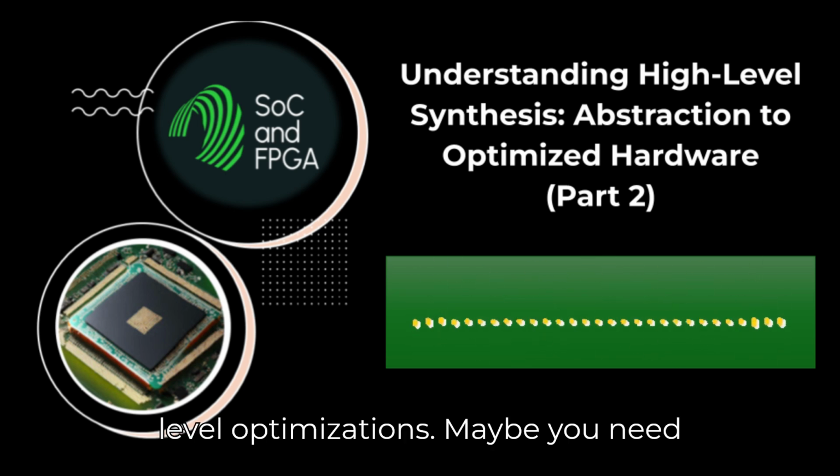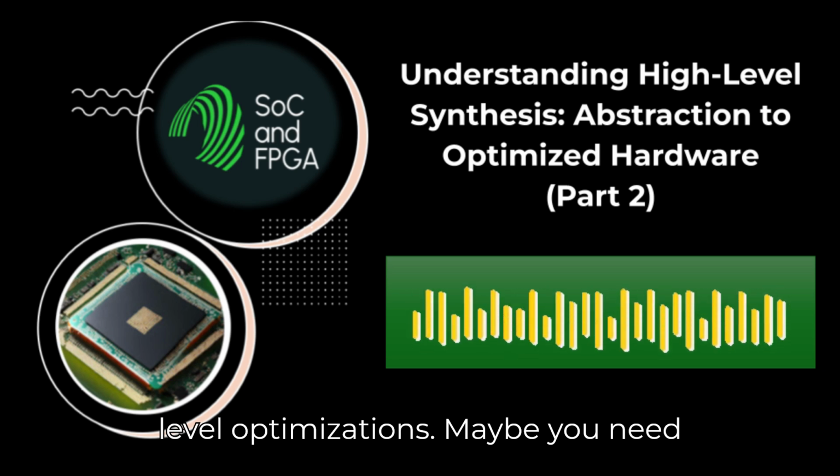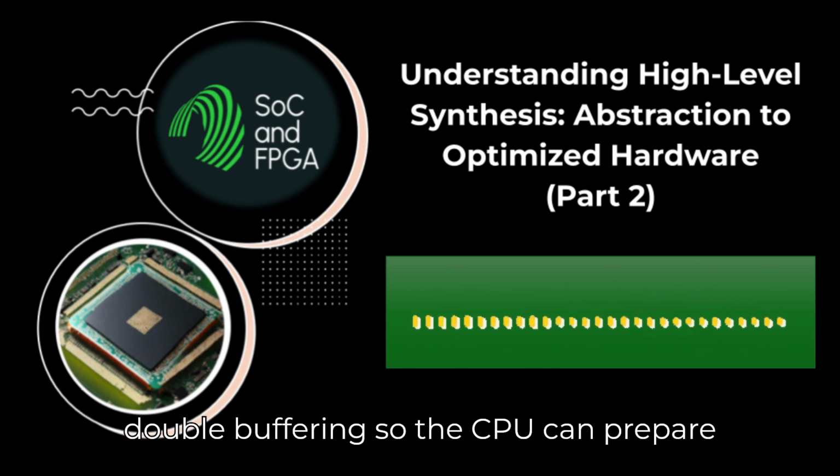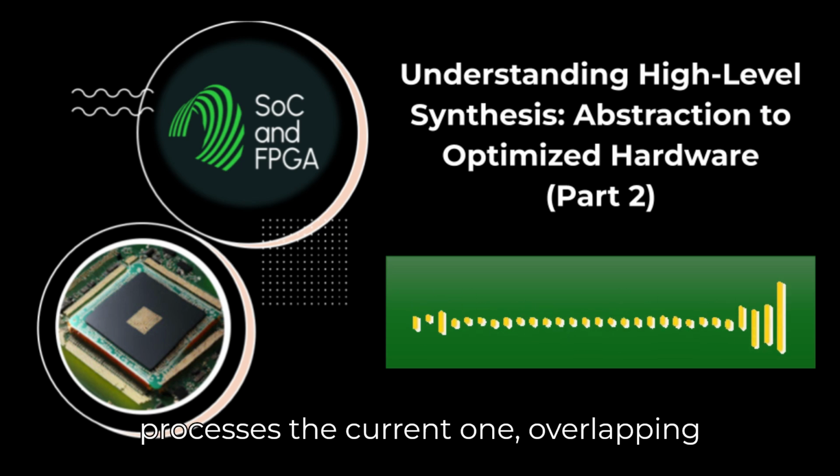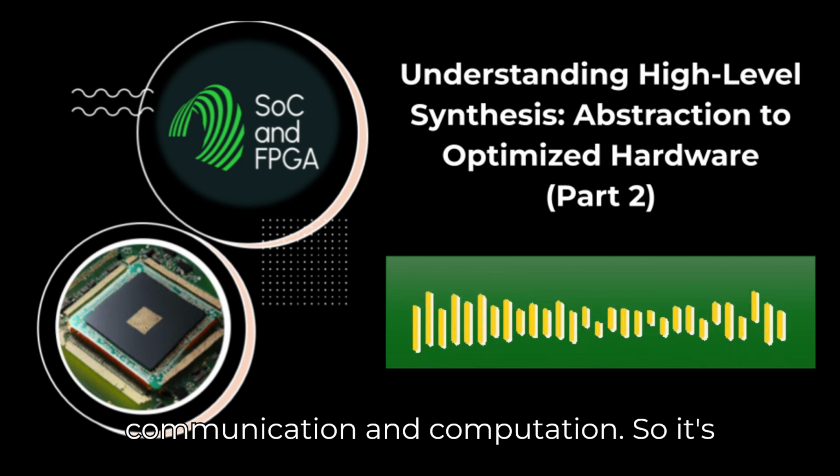Exactly. It prompts system-level optimizations. Maybe you need double buffering so the CPU can prepare the next data chunk while the kernel processes the current one, overlapping communication and computation.